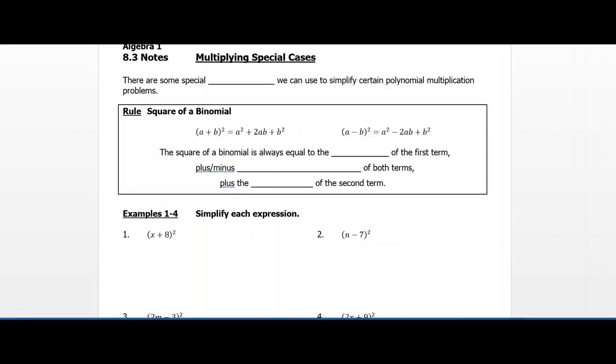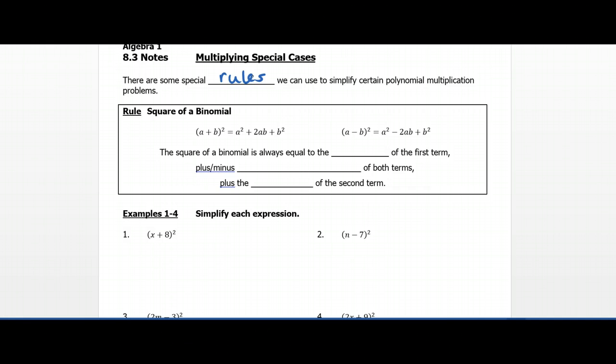Hey guys, in this next lesson I want to continue talking about multiplying polynomials. We're going to talk about some special cases in this video though. And those special cases are going to involve you learning some special rules that will allow you to simplify certain polynomial multiplication problems, and once you get good at them, they're going to actually become shortcuts for you. Okay? So there are two rules I want to look at.